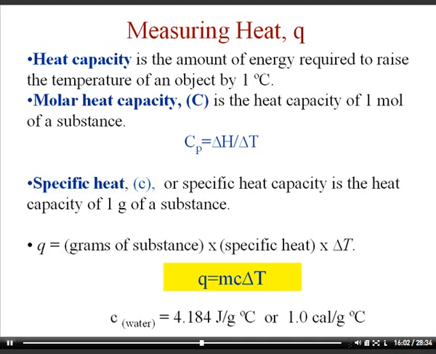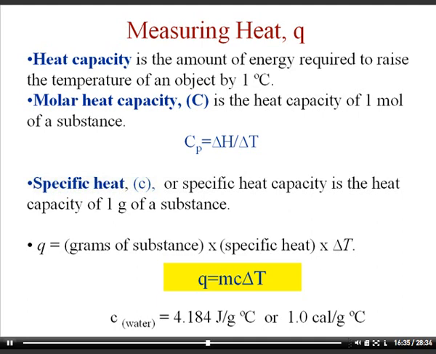Now, the specific heat of water is a constant that you're going to be given a lot in homework problems and on tests. The specific heat of water is 1 calorie per gram degree Celsius, or 4.184 joules per gram degree Celsius. What that means is that if you wanted to raise the temperature of 1 gram of water 1 degree Celsius, you're going to have to add 1 calorie of heat. Or if you want to raise the temperature of 1 gram of water 1 degree Celsius, you're going to have to add 4.184 joules of heat.